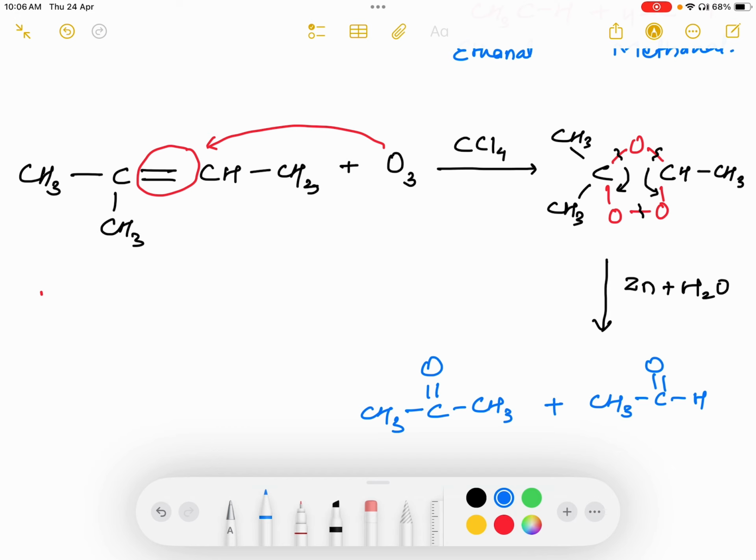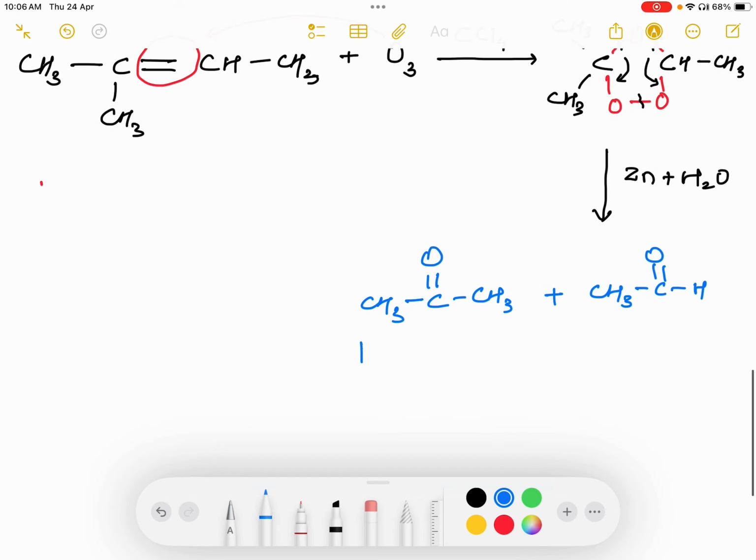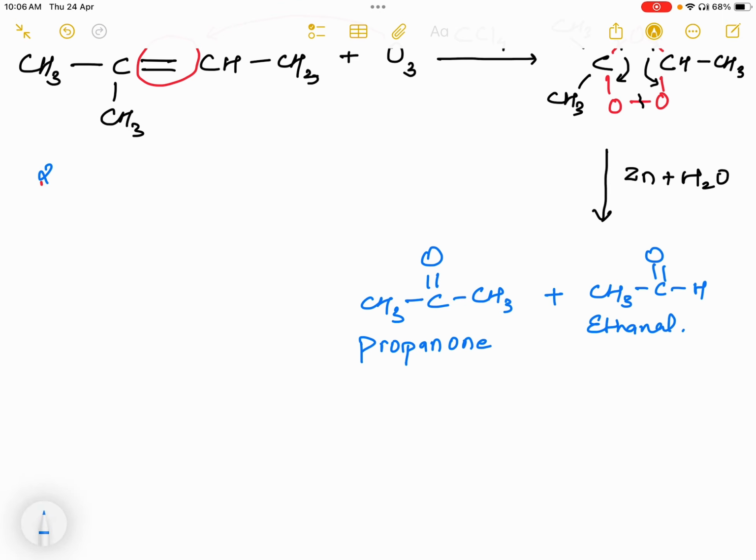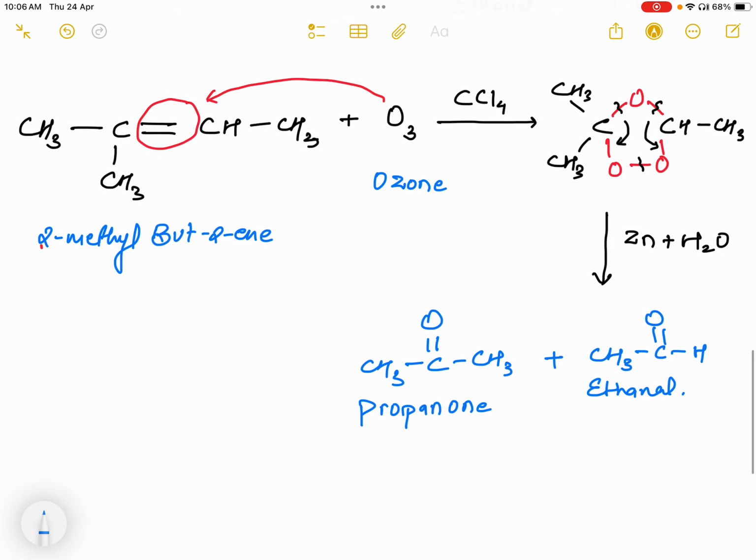So this is your propanone. Next you have ethanal. So the very first one we had is 2-methylbut-2-ene, being treated with ozone in the presence of CCl4.